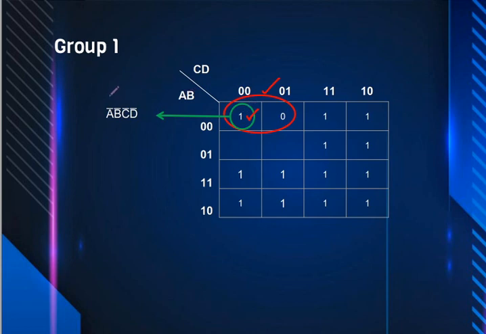In previous examples, from the equation we marked the cells in the K-map, but when we are doing grouping, we'll write the variables, or you can say the equation, for each group. So what will be the equation for this 1? A and B are complemented, C and D are also complemented. So it will be A complement, B complement, C complement, D complement. So this is our first group.